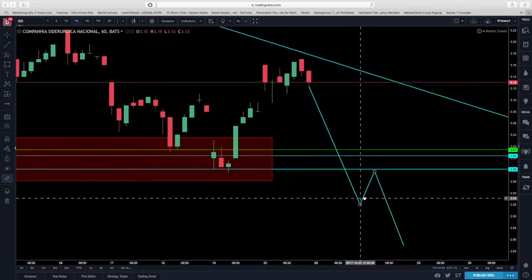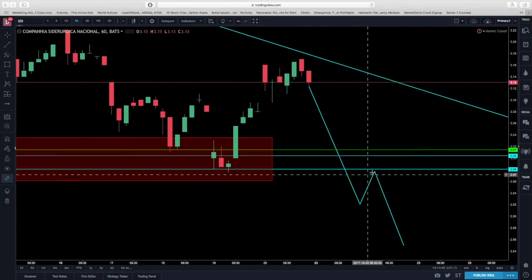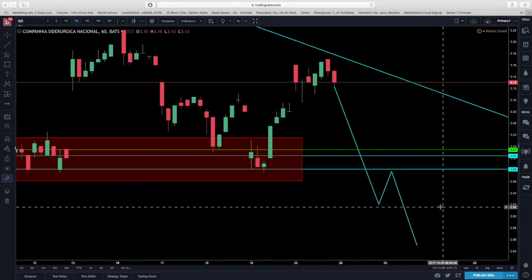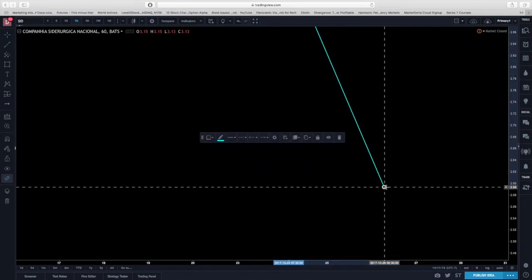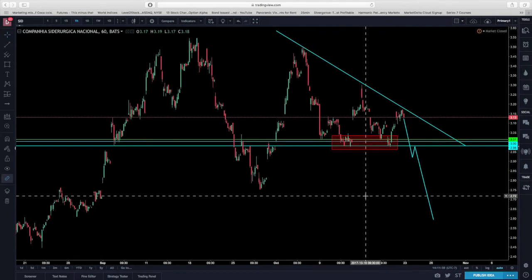We want it to continue. We want it to maybe retest, preferably not even retest. But if it does retest, we want it to hold below the double bottom or the $3 level. And then we want it to continue lower and lower and lower. And the lower this goes, the more money we make in the trade. All right, so that's what we want to happen.